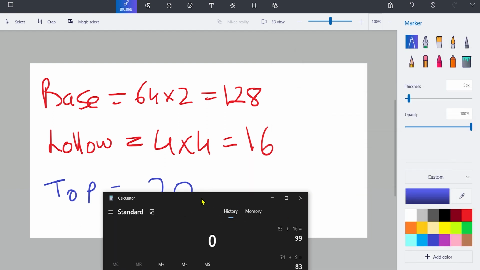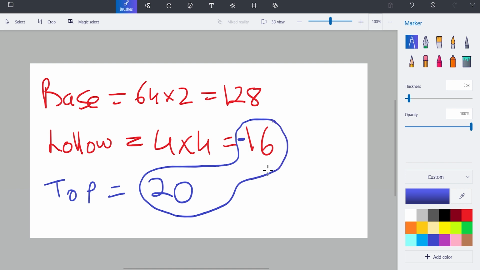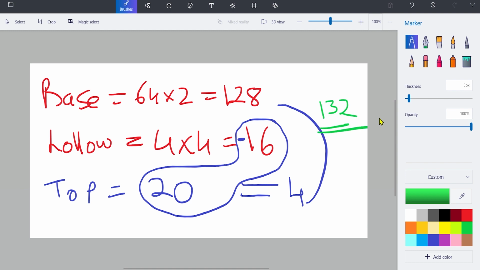Oh, so these are minus. One more thing that I forgot to keep in mind is this has to be a minus because these are removed. So this will have to be a minus sign. So plus 20 minus 16, total is 4. Because these are the missing ones that we have calculated. So 4 plus the 128, which is 132. Final answer.